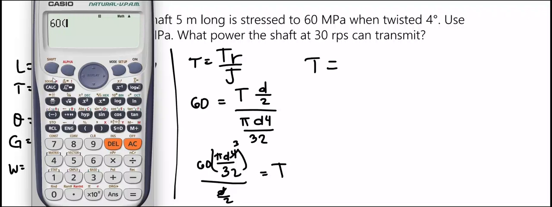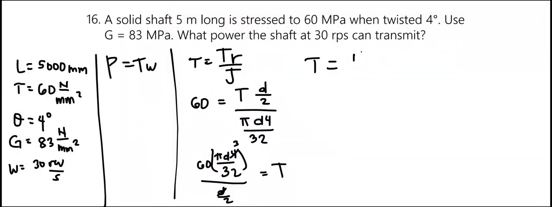We have 60 times pi divided by 32, all over 1/2. We have 15 pi over 4 d cubed.